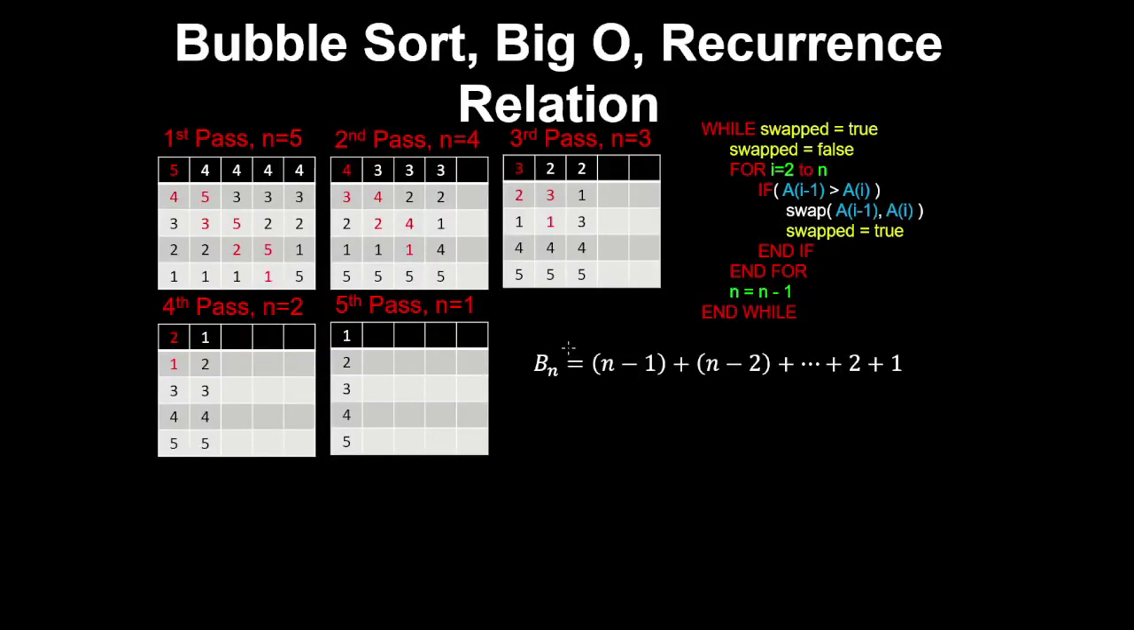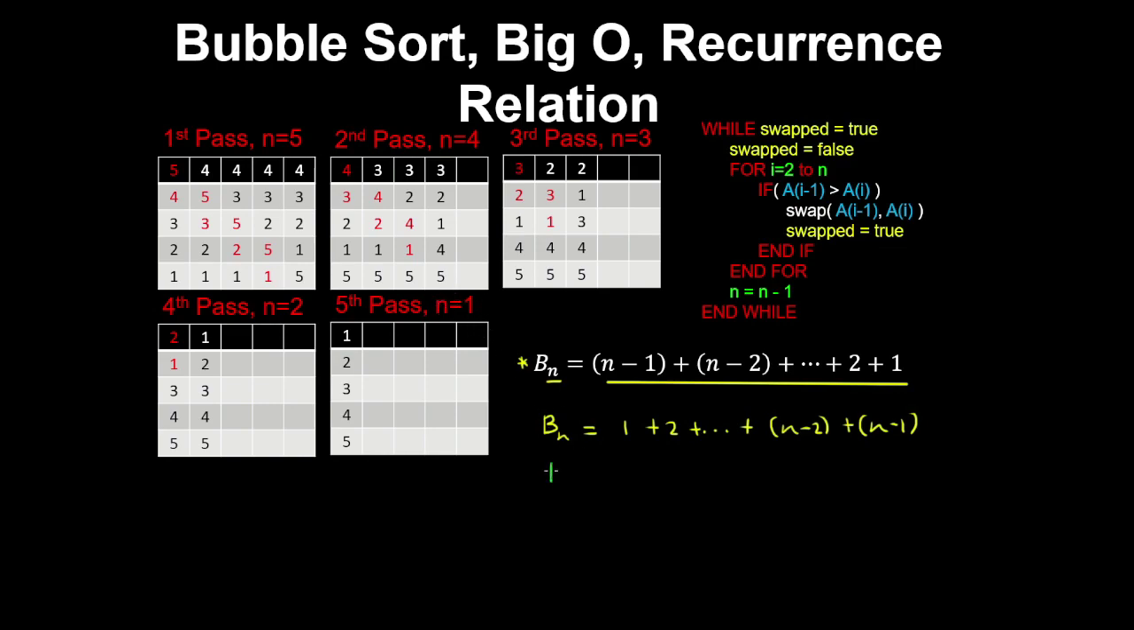For the bubble sort algorithm, we obtain the following relation relating the number of items in the array to the number of comparisons. And this can also be written backwards. So the number of comparisons is 1 plus 2 and so on to n minus 2 and up to n minus 1. And this is now consistent with the iterative or bottom-up approach.